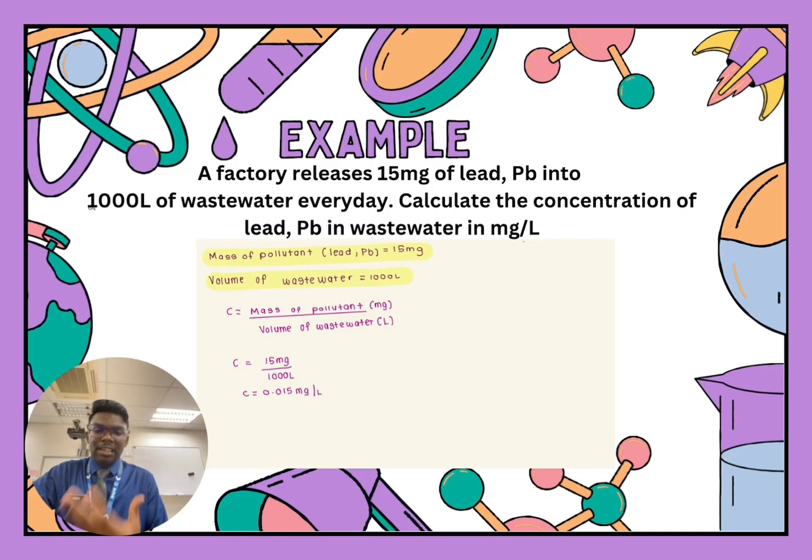So we can conclude that mass of pollutant is 15 milligram, volume of wastewater is 1,000 liter. We already see the formula, right? C equals mass of pollutant over volume of wastewater. So we can do 15 milligram over 1,000 liters. So we can conclude that the concentration of Pb in the wastewater is 0.015 milligram per liter. After this, chemists can conclude which treatment can help to reduce the concentration of lead in the wastewater. So that's all. Thank you.